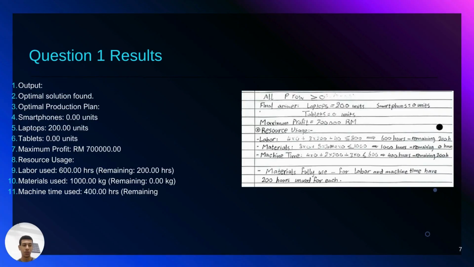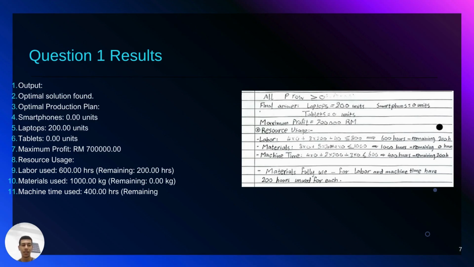Let's begin with the results we obtained from question 1, which asked us to find the optimal number of smartphones, laptops, and tablets the company should produce to maximize profit while respecting the resource limits. We solved this problem using the simplex method manually, and the final answer is written on the left hand side. The optimal production plan is 200 units of laptops.